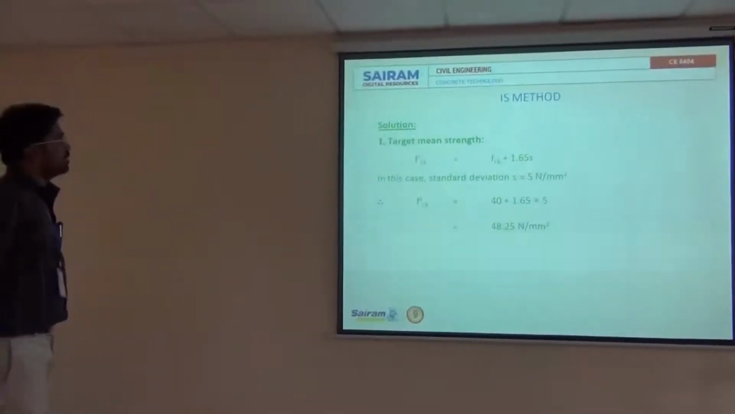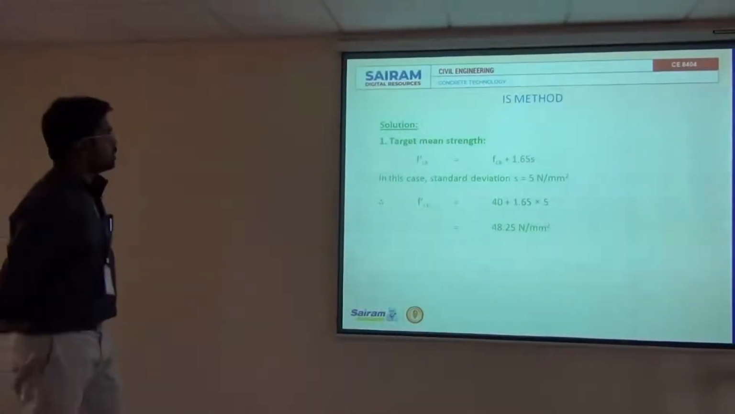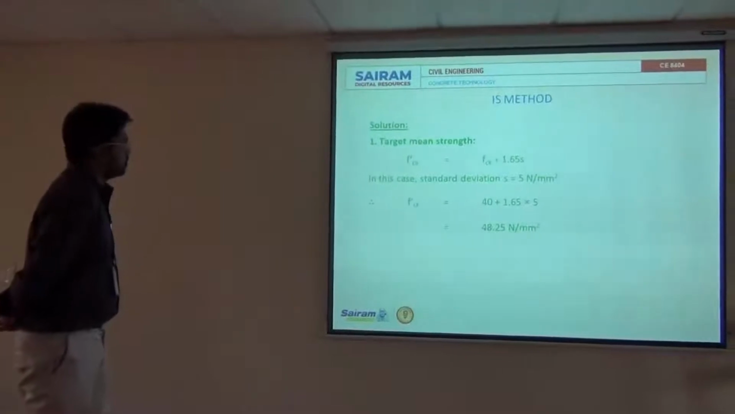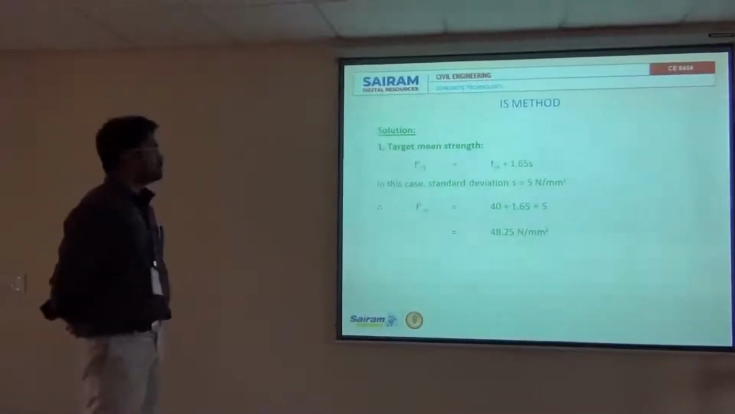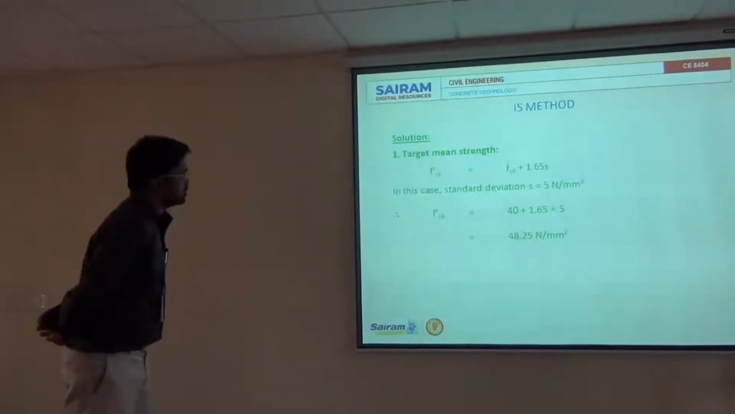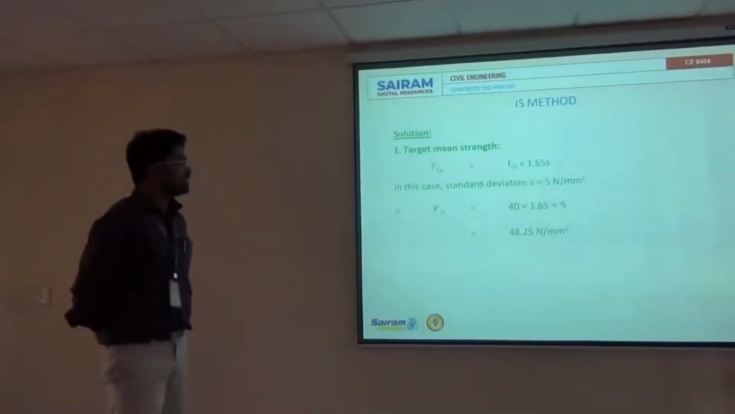First we have to find out the target mean strength. Target mean strength in the problem uses the formula f'ck. This formula is given in the IS 10262:2009 code book. Target mean strength is nothing but the characteristic compressive strength of concrete plus 1.65 into the standard deviation.